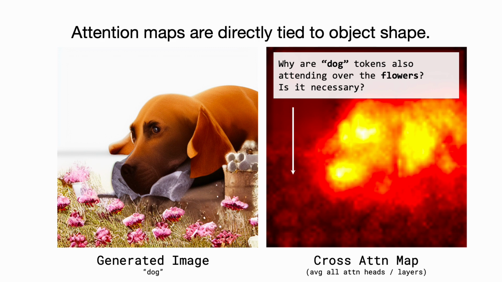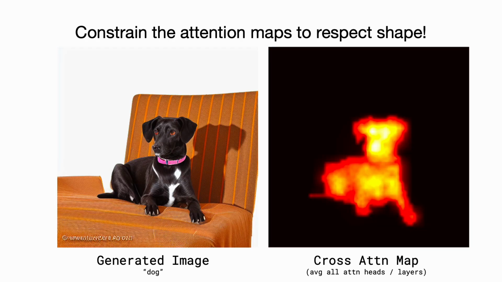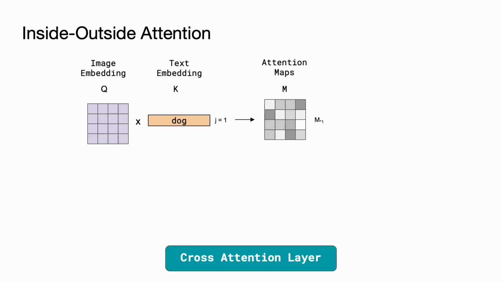Although the token dog has the strongest activations over the dog depicted in the image, it also tends over background regions, such as the flowers. In the editing setting, where we may only want to edit the object, it seems rather undesirable for this dog token to influence the background region that we would like to stay static. As a result, we introduce a mechanism that constrains the attention maps according to the object silhouette, such that this token dog no longer tends over the background.